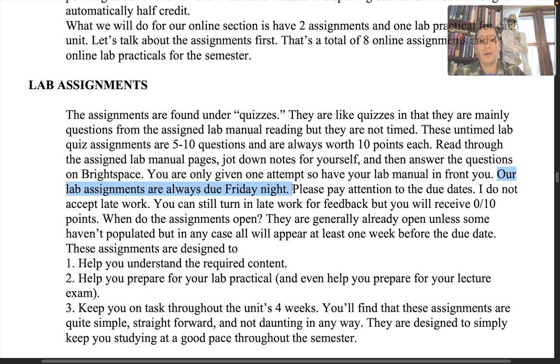Please pay attention to the due dates. I won't necessarily be reminding you, okay? You're responsible, put them down on your calendar. You can make Brightspace work for you. You can go to announcements and have it alert you and give you notifications and stuff like that.